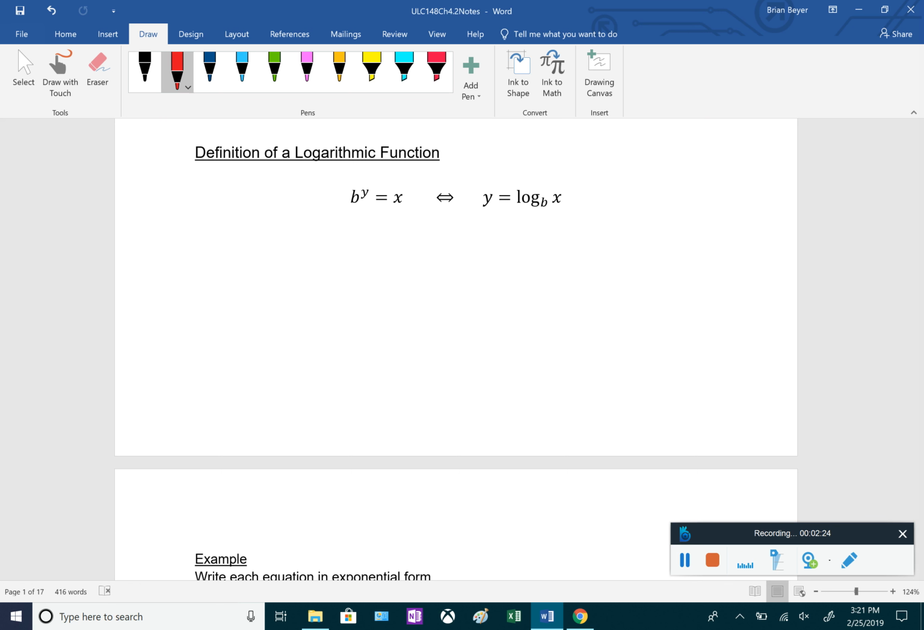Technically also here, b has to be positive, and b cannot equal 1. For exponential functions, the base is positive, and b cannot be 1, because if we had 1 raised to any power, it would just equal 1 for every exponent, and that would not be exponential. Same thing for logarithms, b has to be positive, and it cannot be equal to 1.